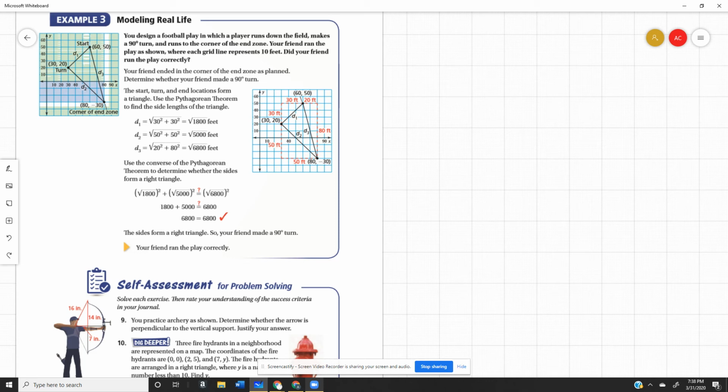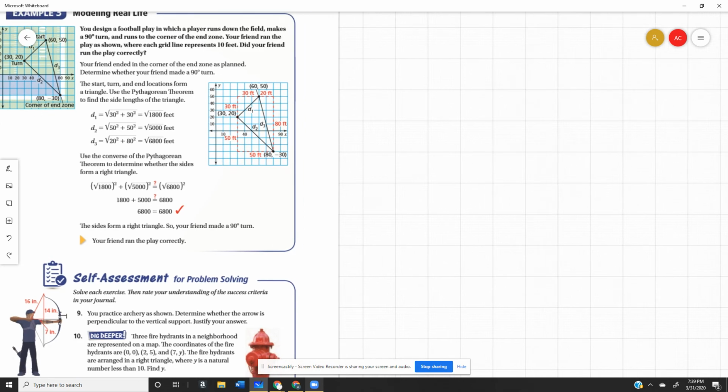Your friend ran the play as shown, where each grid line represents 10 feet. Did your friend run the play correctly? So we know that this is supposed to be a 90-degree turn, okay? What we're looking at here is they've already got all these triangles for us on here. So we have to find the lengths, okay?